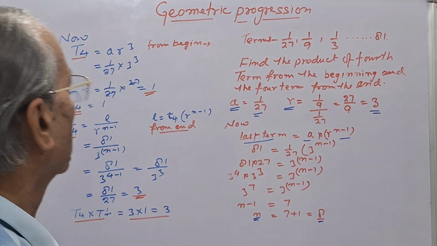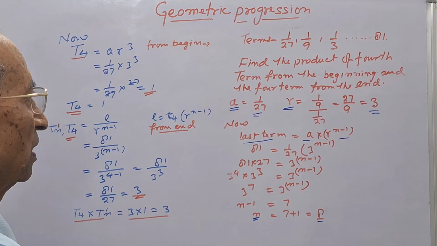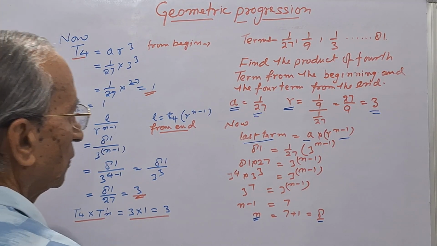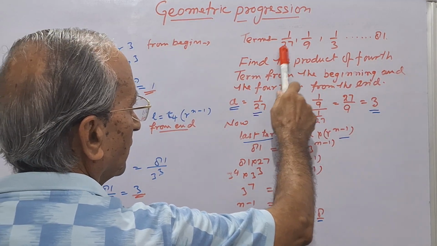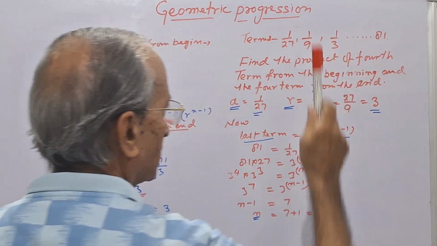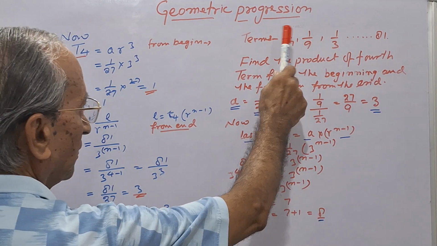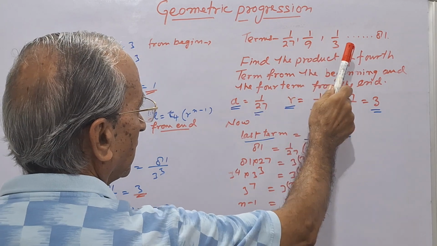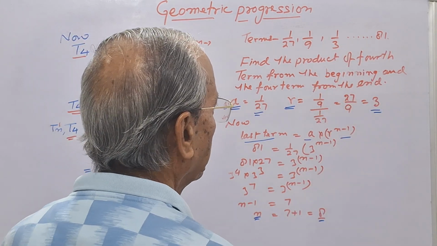Today, in geometric progression, I will take an example to find out the number from the beginning and from the last. Terms are given to you: 1 upon 27, 1 upon 9, 1 upon 3, and the last term is 81.